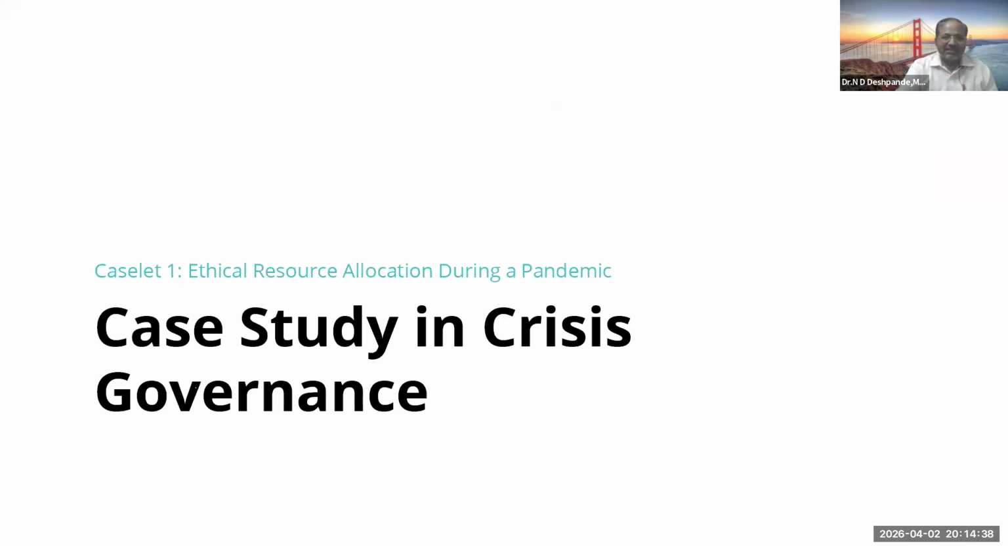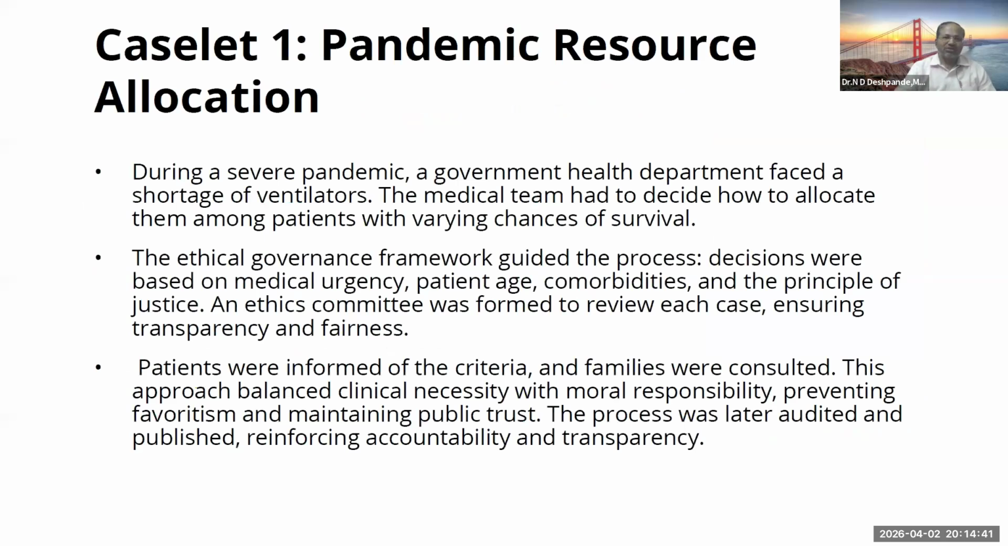So let's say a case study in crisis. Pandemic resource allocation: during a severe pandemic, a government health department faces a shortage of ventilators. They had fewer ventilators, and the medical team had to decide how to allocate them among patients with varying chances of survival. Who needed it the most, and who could survive because of this ventilator? The ethical governance framework guided the process. Decisions were based upon medical urgency. Patient age was also considered, along with comorbidities, how much risk the patient is at, and the principle of justice. An ethics committee was formed to review each case, ensuring transparency and fairness.